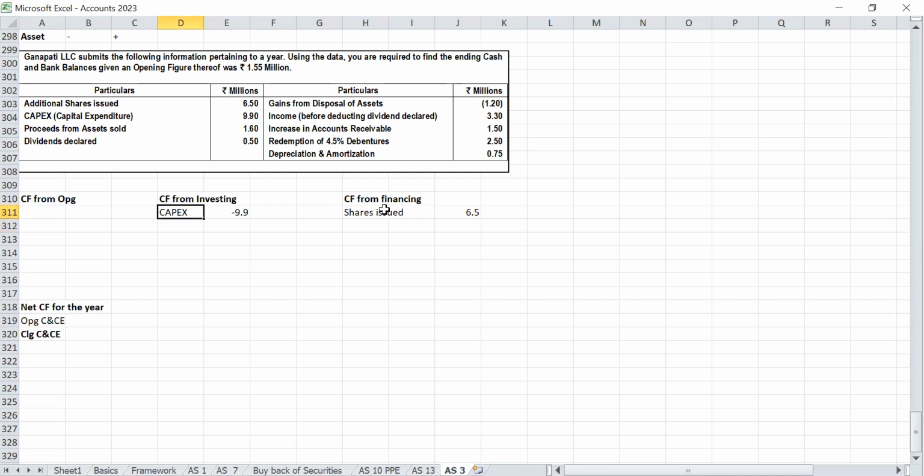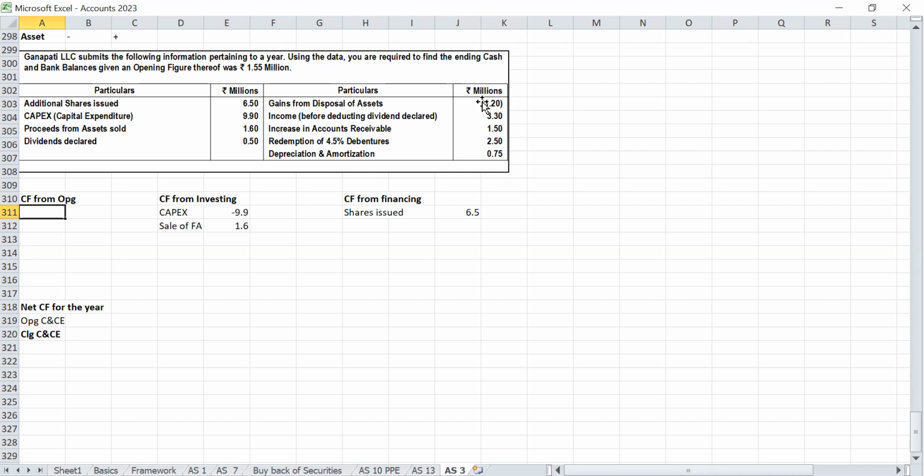Next. Proceeds from assets sold 1.60. Investing activity, sir. Sale of fixed asset. Plus or minus? 1.60 plus. But on sale of fixed assets, obviously gain or loss will come. That would have been already adjusted in the profit, correct? Yes, sir.